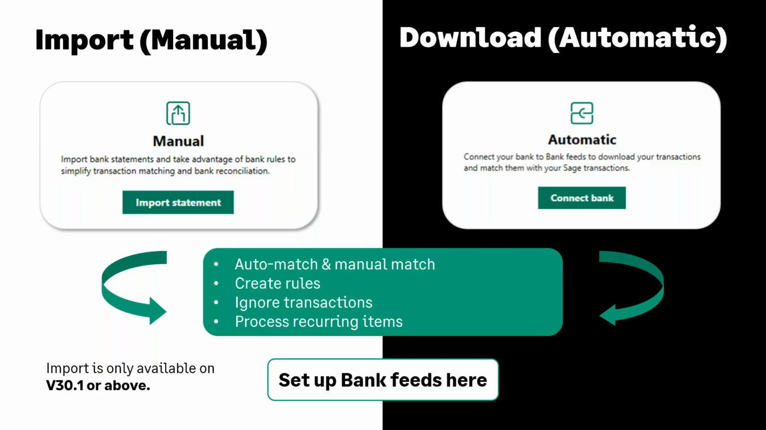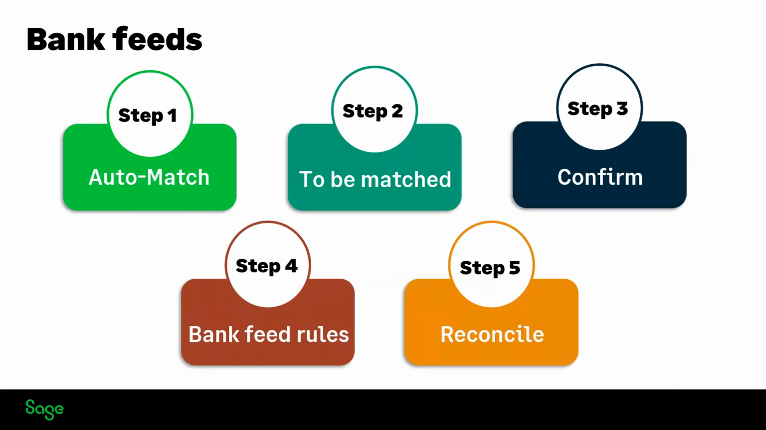What we'll do now is go through each of the sections of the bank feeds. We'll talk about auto match, manual match, creating rules, how to ignore transactions, and also process recurring items as well. We'll break bank feeds down, covering steps 1 to 4 in today's session. In step 5, we have a full in-depth session on our recordings page. If you've got the handout downloaded, you can click on step 5 and that will take you to the recording of how to reconcile.